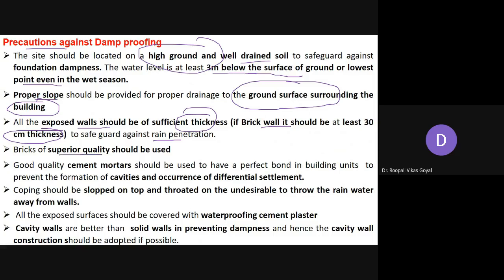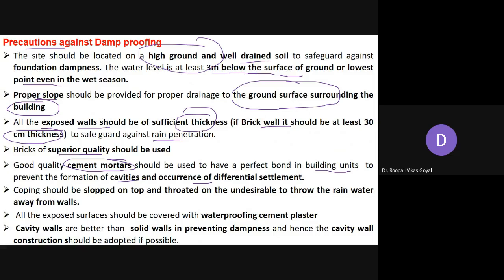Then brick of superior quality should be used. Also, good quality cement mortar should be used to have a perfect bond in building units to prevent the formation of cavities and also occurrence of the differential settlement. So proper quality of brick, proper quality of cement mortar is to be used.